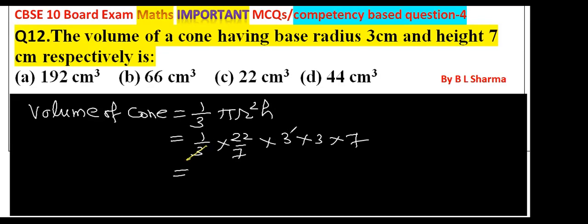3 is cancelled by 3, 7 is cancelled by 7. So that is 22 into 3, that is 66 centimeter cube. So volume will be 66 centimeter cube, and therefore B is the correct option.